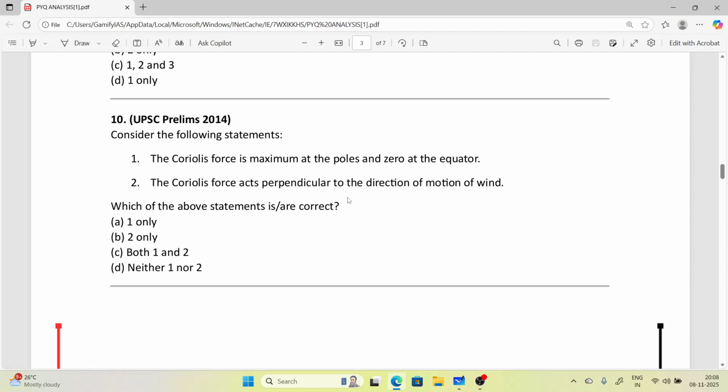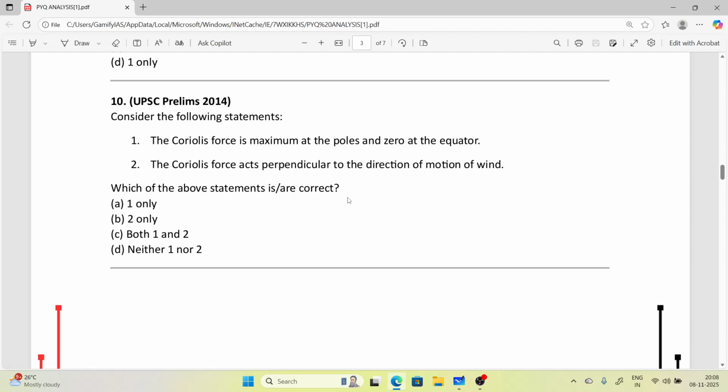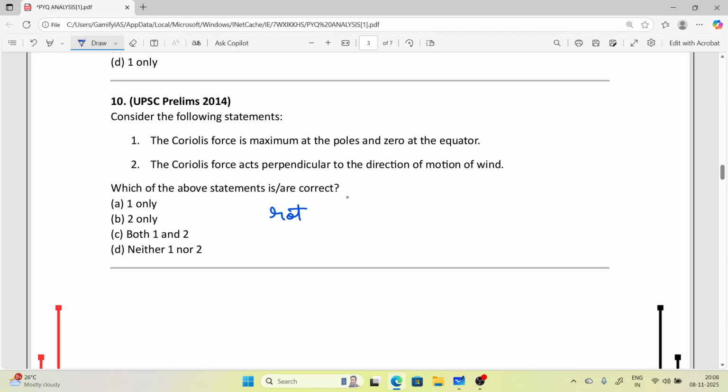Question number 10 of 2014. Statement 1: The Coriolis force is maximum at the poles and zero at the equator. Statement 2: The Coriolis force acts perpendicular to the direction of motion of wind. Okay, let us understand this. What is Coriolis force? Coriolis force is a force caused by the rotation of the earth. The Earth rotates from west to east and this is causing a force called the Coriolis force.